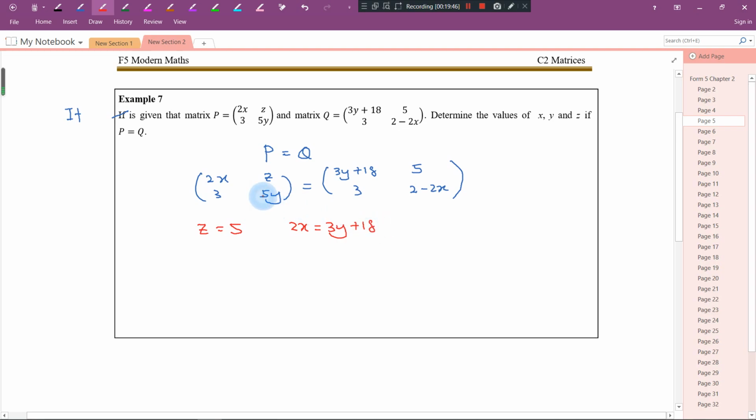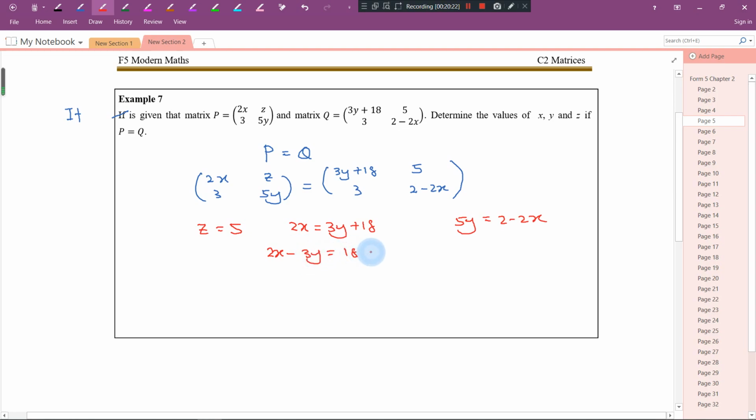And another one is 5y. Okay, let me write on the side. 5y is equal to 2 minus 2x. So now you notice that you have two unknowns here, x and y. We know that we have to solve them simultaneously, right? So how about I rearrange all these terms nicely first. 2x minus, I bring the 3y over here, becomes minus.